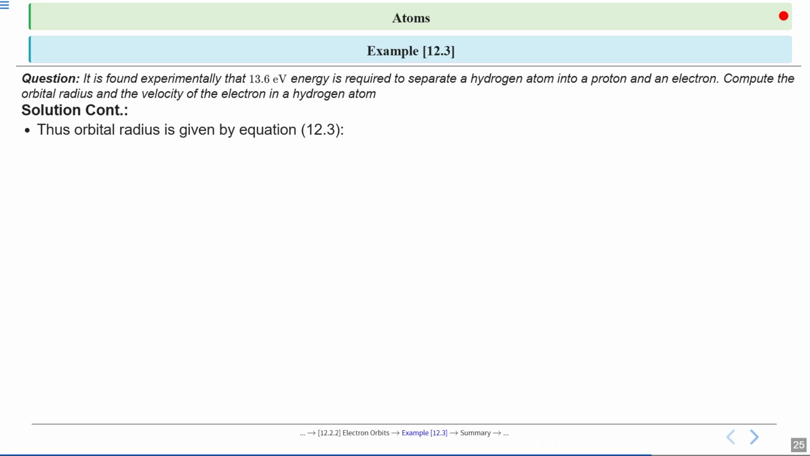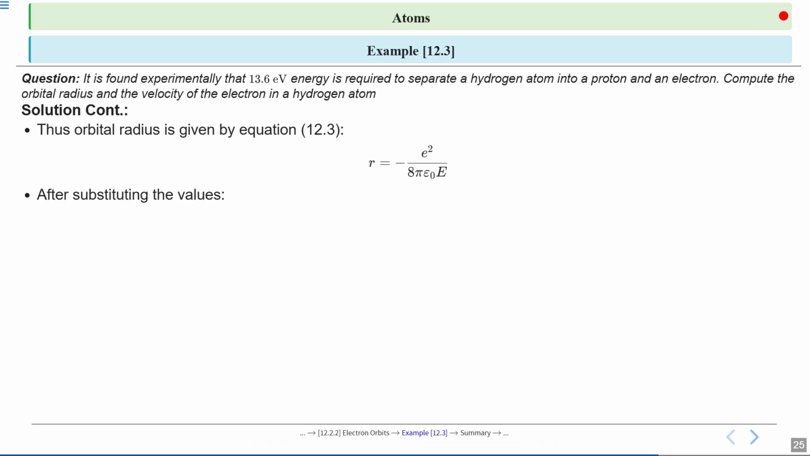So let's start by focusing on the orbital radius. The orbital radius is given by equation 12.3. This equation relates the radius of the electron's orbit to the energy required to remove the electron from the atom. Okay, so here is the formula for the orbital radius: r equal to minus e square upon 8 pi epsilon naught E. Okay, so after rearranging, according to equation 12.3, the formula for the orbital radius of the electron is r equal to minus e square upon 8 pi epsilon naught E, where r is the radius in meters, e is the charge of the electron, and epsilon naught is the permittivity of free space.